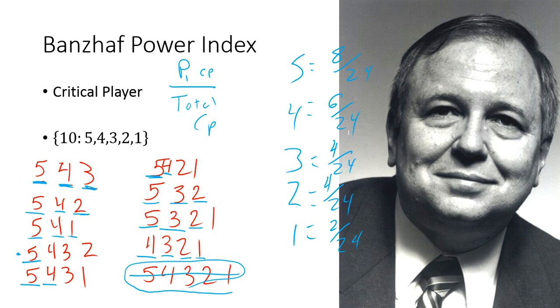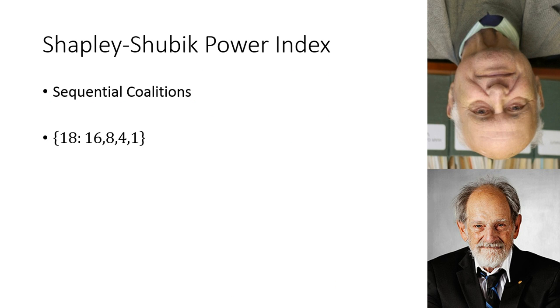Okay, and this would be the Banzhaf Power Index. It's focused on the critical players, and what you do is you make winning coalitions, and you find the critical players in each one. Okay, that's the Banzhaf Power Index. Now the next one is the Shapley-Shubik. The Shapley-Shubik Power Index deals with sequential coalitions.